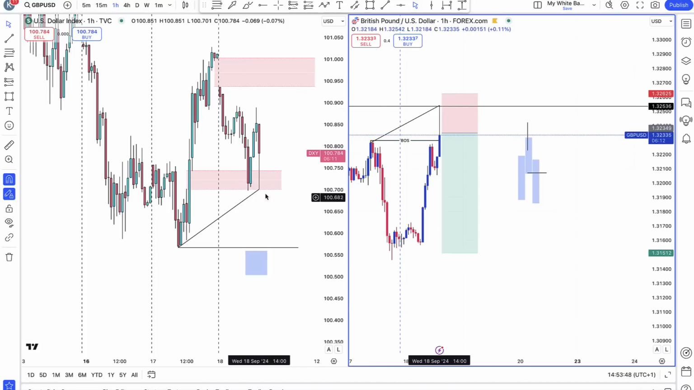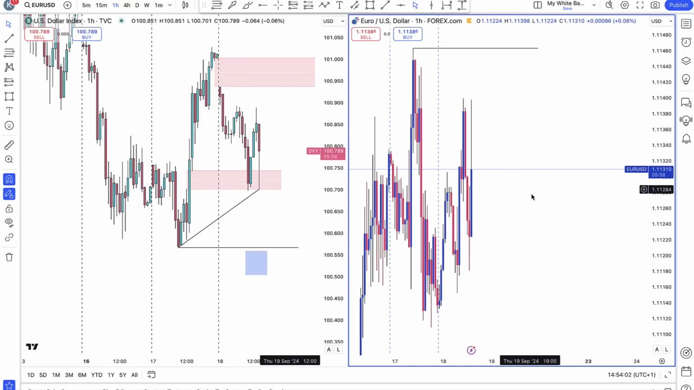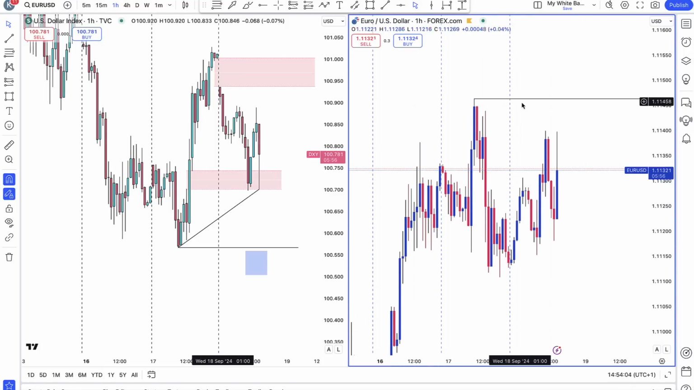You see how it is responding to this area, SMT divergence. So it's only GBP USD that has done this, while Euro USD is still within the correlation. All right, no higher high. You see it? No higher high. So let me quickly show you something like that here.